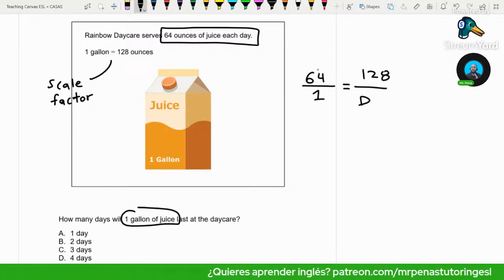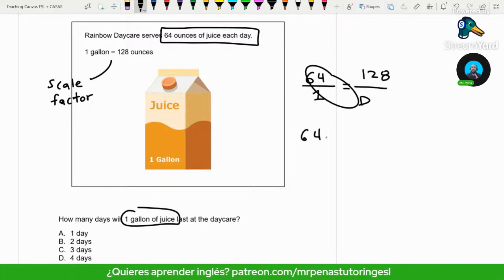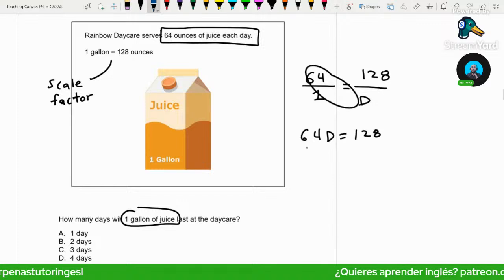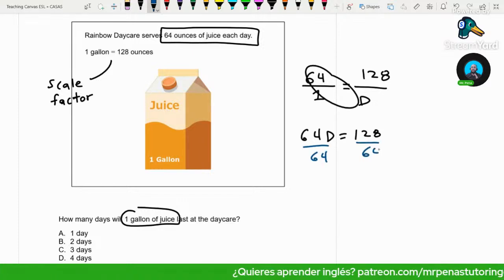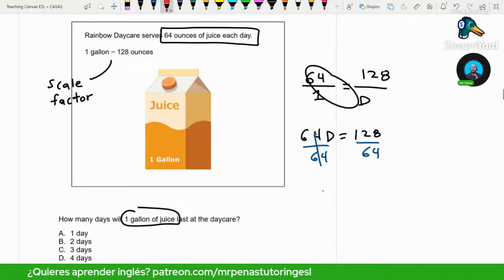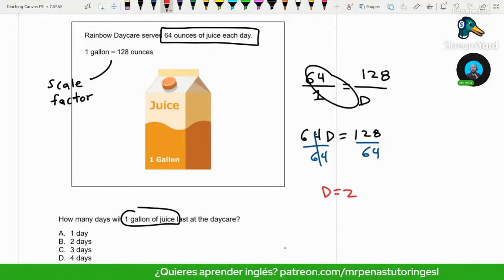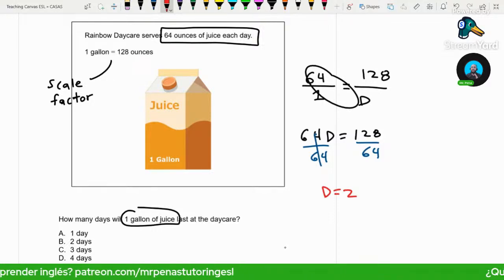We're going to cross multiply. So 64 times the letter D, and then 128. And we're going to divide both sides by 64. And when we do that, we get our answer. That means D equals 128 divided by 64, which is 2. So a gallon is 128 ounces, and it's 64 per day. So it's going to last 2 days.